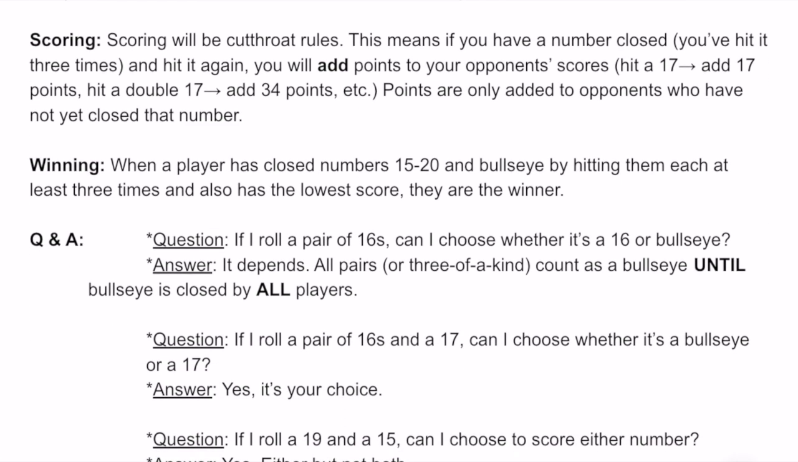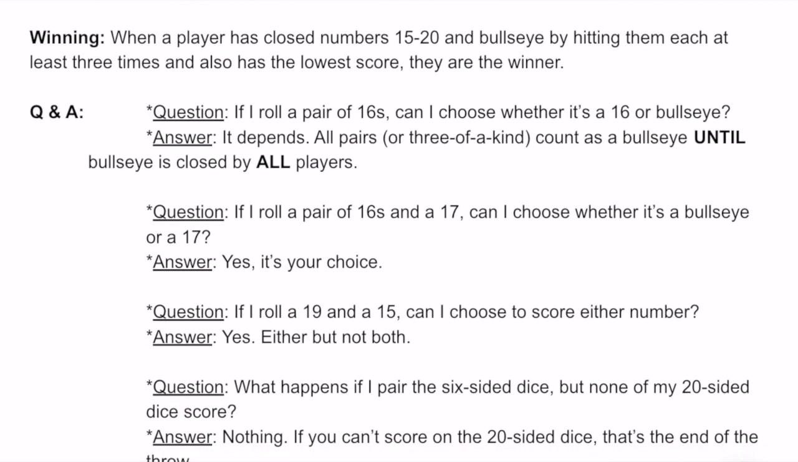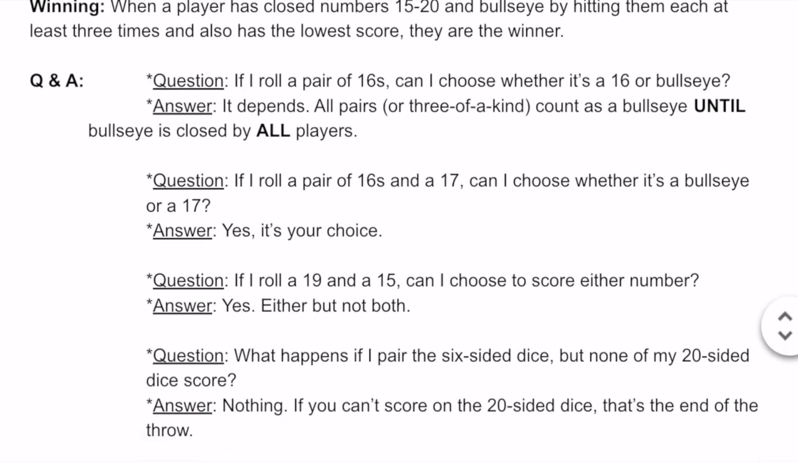Scoring will be cutthroat rules. This means if you have a number closed, like you've hit it 3 times or more, and you hit it again, you will add points to your opponent's score. So if you hit a 17, add 17 points to everyone else's score. If you hit a double 17, you would add 34 points. But your points are only added to opponents who have not yet closed that number. So you win when you have all the numbers closed that you were going for and the lowest score.